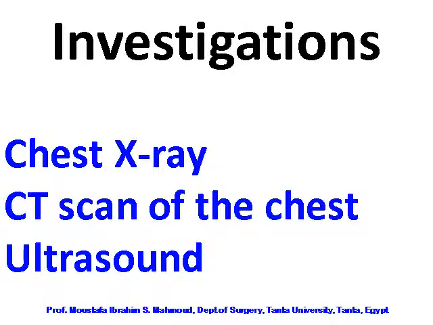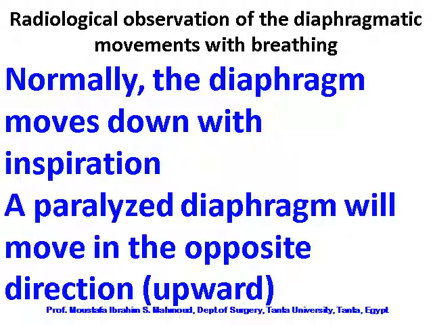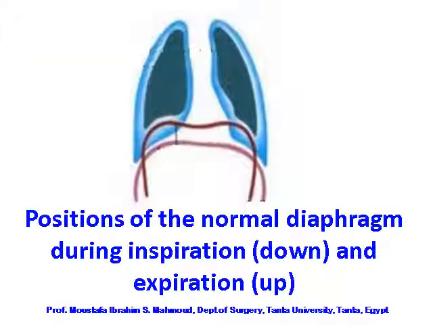Investigations: chest X-ray, CT scan of the chest, and ultrasonography. Radiological observation of the diaphragmatic movements with breathing. Normally, the diaphragm moves down with inspiration. A paralyzed diaphragm will move in the opposite direction, upward in the thorax. The position of normal diaphragm during inspiration down and expiration up.